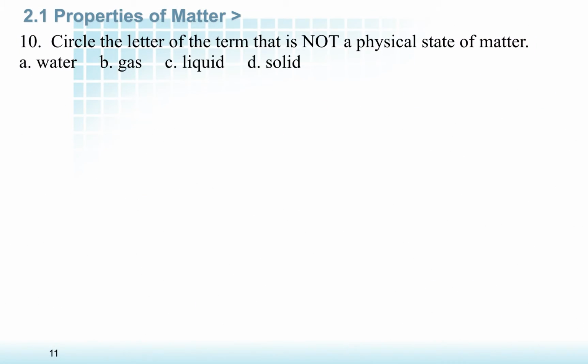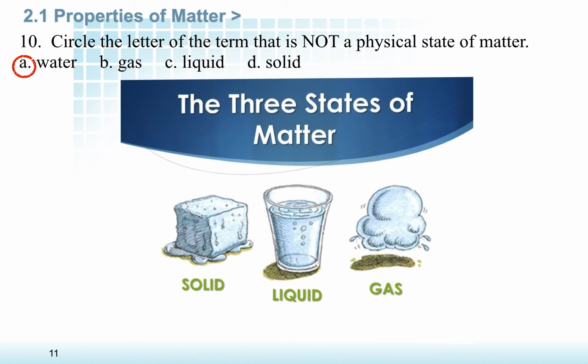Circle the letter that is not a physical state of matter. Now, we've already done physical states, and we said there's gases, liquids, solids. Well, the odd man out is water. Water is not a physical state. It's an example of matter. Water can be a gas. Water can be a liquid. Water can be a solid. So when you're looking at that, that is not a state of matter. It's an example of matter in the 3 states.